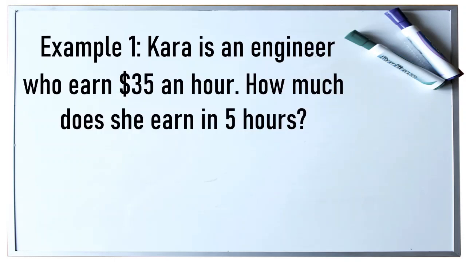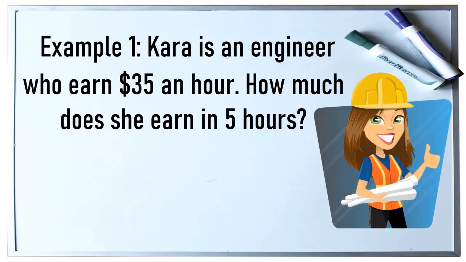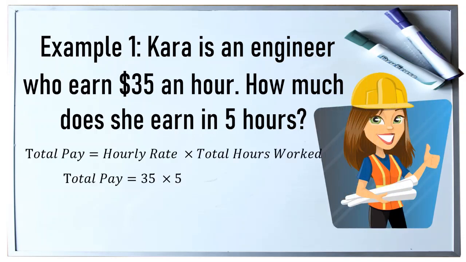Kara is an engineer who earns $35 an hour. How much does she earn in 5 hours? The total pay is equal to $35 an hour times the number of hours that she works, which is 5 hours. So 35 times 5 gives us $175.